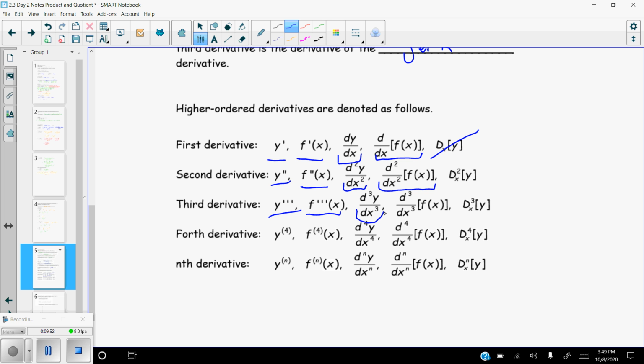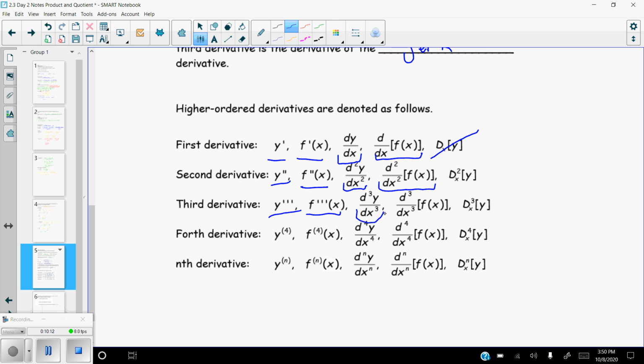And again, the 3 goes after the y, after the d, and then on the bottom it goes after the x. Notice what happens when we get to the fourth derivative. The fourth derivative does not keep using prime symbols because that would actually get very long and drawn out, and it becomes much more difficult to figure out, especially if you had to start counting up all the primes to figure out where you're at.